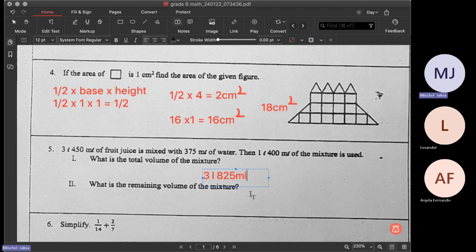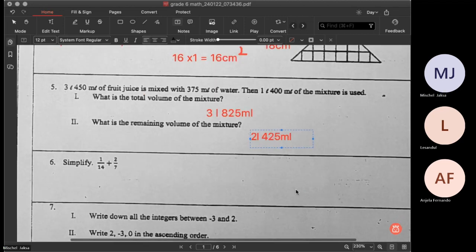Well done. And what is the remaining? We have to subtract 1 liter and 400 milliliters from 3 liters and 825 milliliters. What is the answer that we get? Miss, 2 liters and 425 milliliters. Well done, Pute.